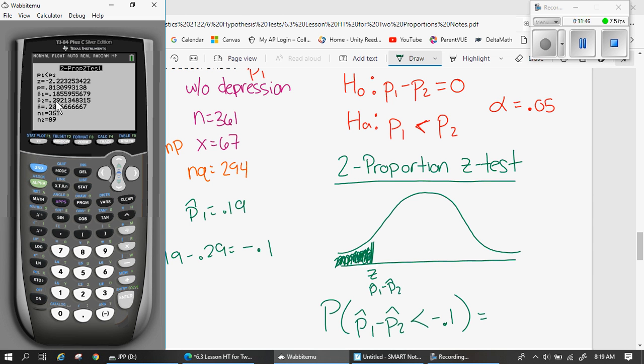It'll tell us our two p-hats, which we just found. It gives us a p-hat pooled. That's what that is right there. It's adding the two x's and dividing by the sum of the two sample sizes. So that's what this other p-hat is, p-hat pooled. And then this plain p, that's our p-value, our probability, 0.0131.